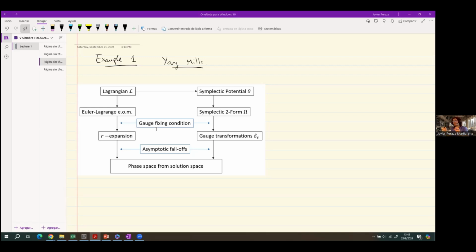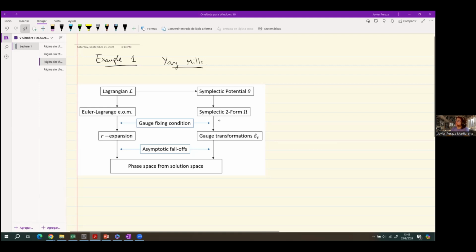You have to do the same with the gauge transformations, because usually your gauge choice will have some field dependence on it. So you have to do the same for the gauge transformations. Once you have all that, you can say, okay, the parametrization of the phase space consistent with our fall-off and our gauge condition is the following, and you have your phase space. So that's the case for Yang-Mills.